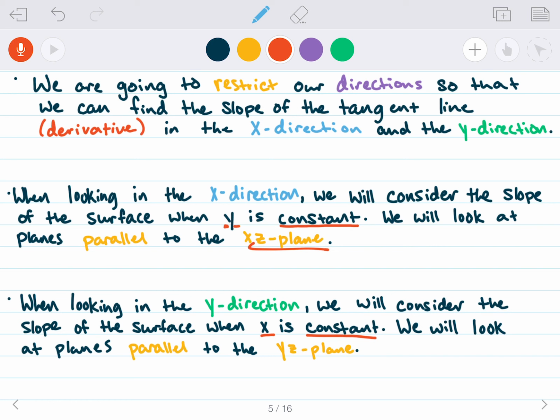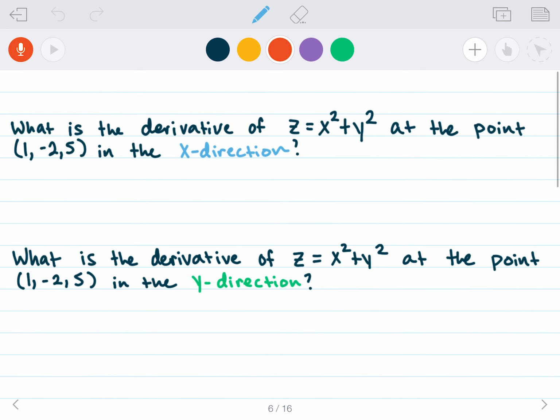On the other hand, when we look in the y direction, we're going to consider the slope of the surface when x is fixed, or x is constant. And so we're going to be looking at planes parallel to the yz plane. Okay, so let's take a look at a concrete example, and I'm going to put this in GeoGebra as well. We're trying to figure out, first of all, what is the derivative of this surface, z equals x squared plus y squared, at the point x equals 1, y equals negative 2, and z equals 5, and we want to consider the slope in the x direction.